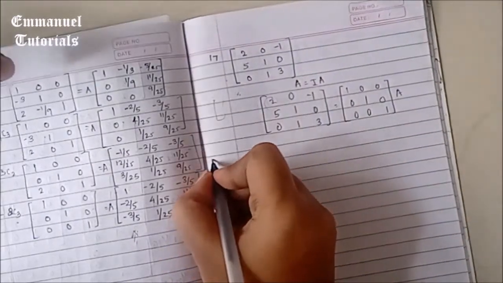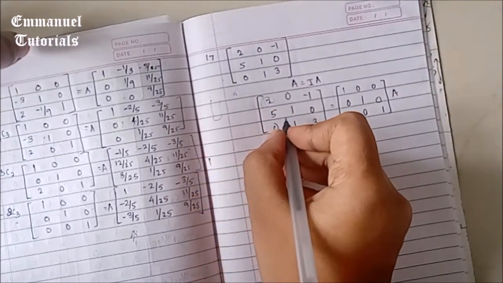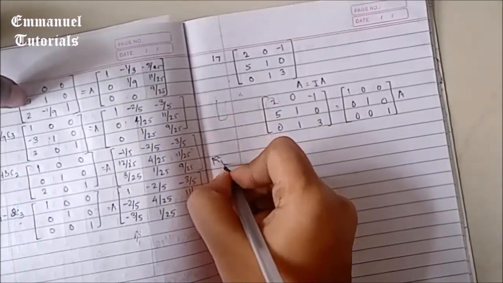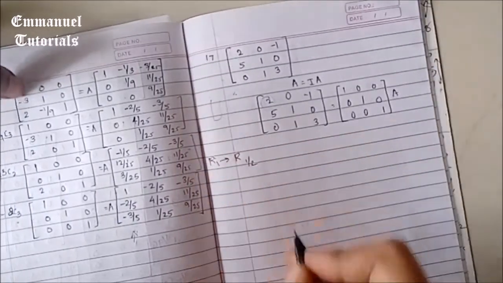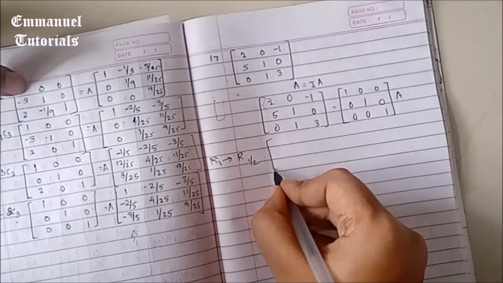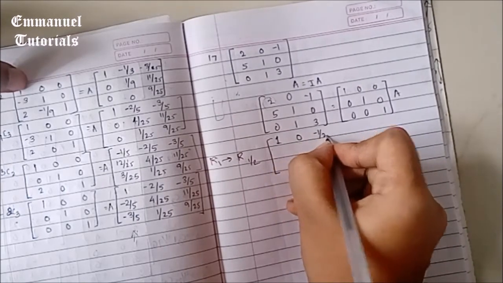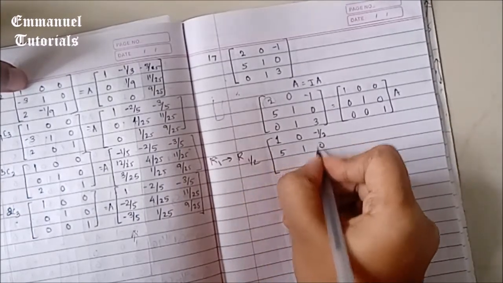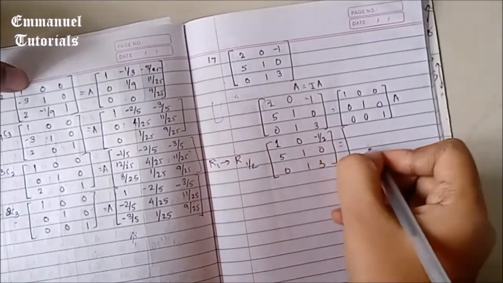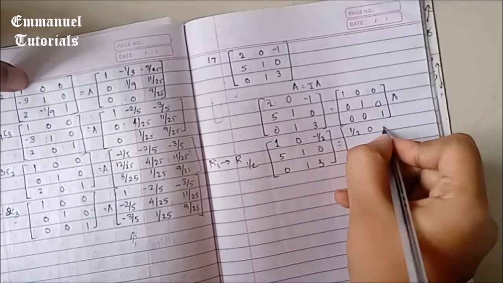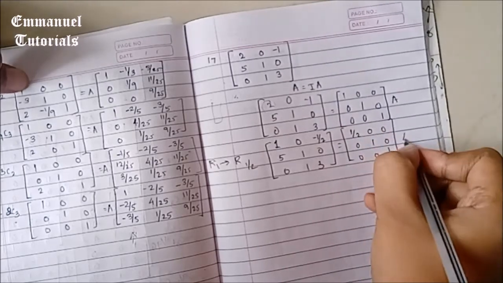So we'll do R1 is R1 by 2. So we'll get [1, 0, -1/2; 5, 1, 0; 0, 1, 3] as they are, equal to [1/2, 0, 0; 0, 1, 0; 0, 0, 1] into A.